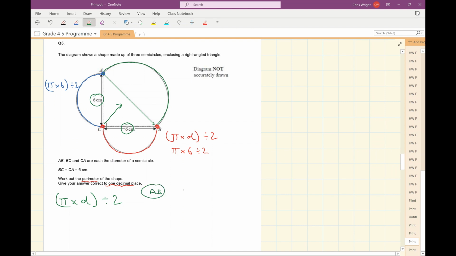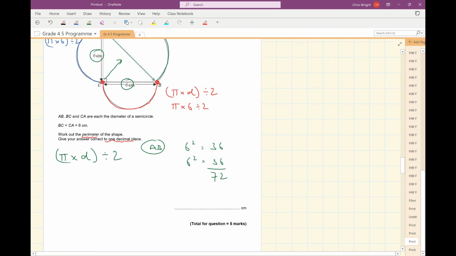Let's do that now. 6 squared and 6 squared. 36 and 36. I'm adding them because I'm finding the length of the hypotenuse, and then I shall square root that. So AB is the square root of 72. What is that? Square root of 72 equals 8.485.